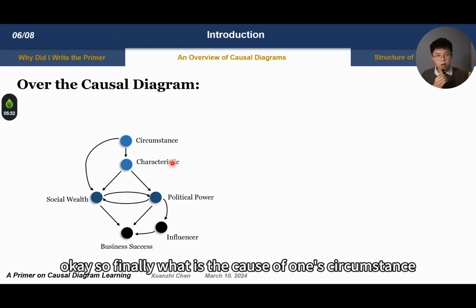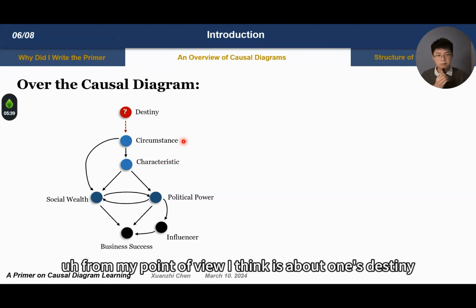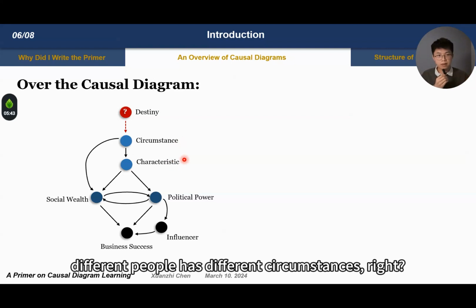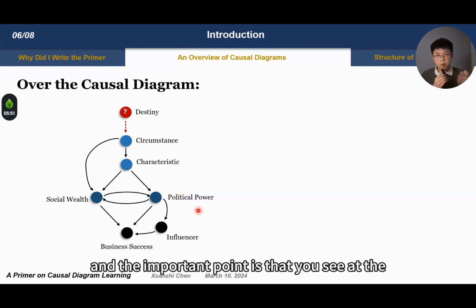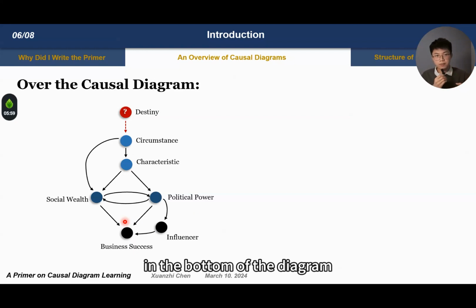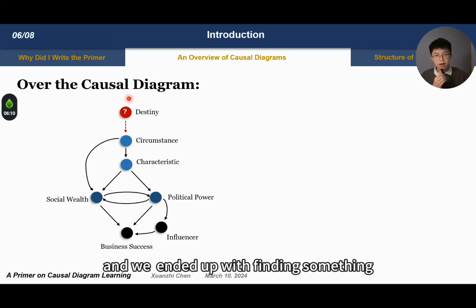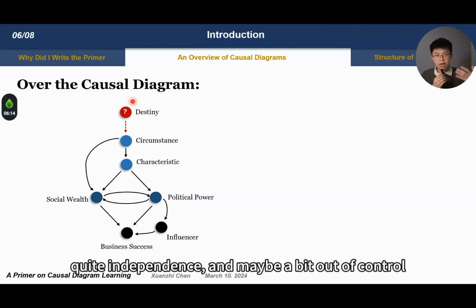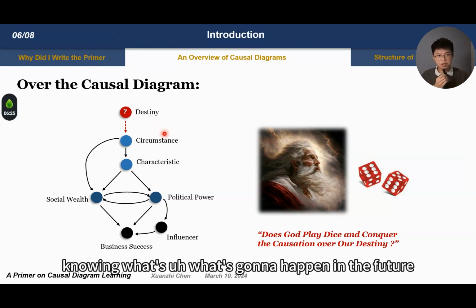Okay, so finally, what is the cause of one's circumstance? The answer, from my point of view, is one's destiny, because different people have different circumstances, right? Now we basically have the causal diagram here, and the important point is that you start from the results at the bottom of the diagram, which asks you to look for the cause. We trace back until we nearly reach the top of the diagram, and we end up finding something quite random, quite independent, and maybe a bit out of control. I mean, everyone has his own destiny, right? Maybe only God knows what's going to happen in the future.